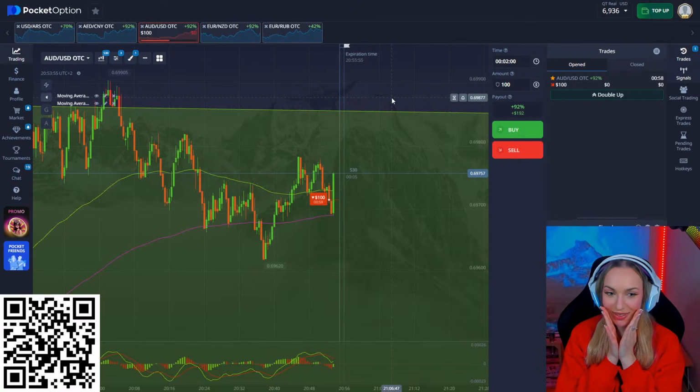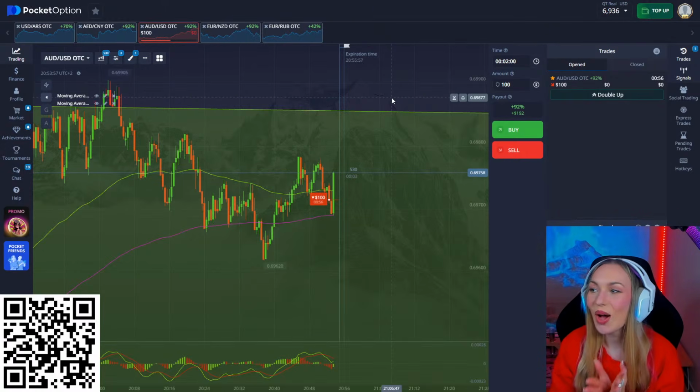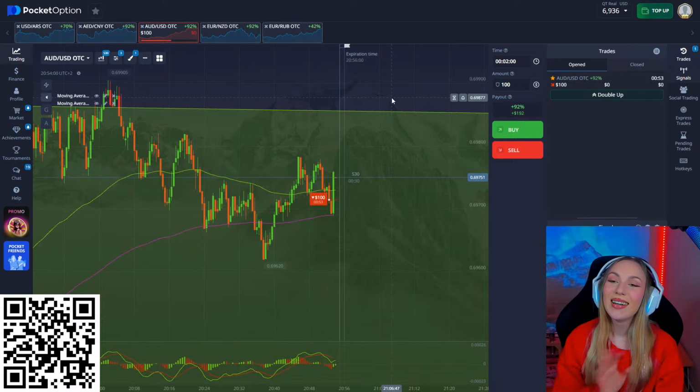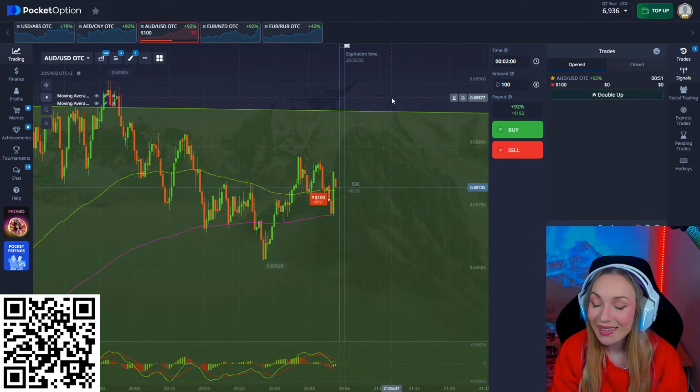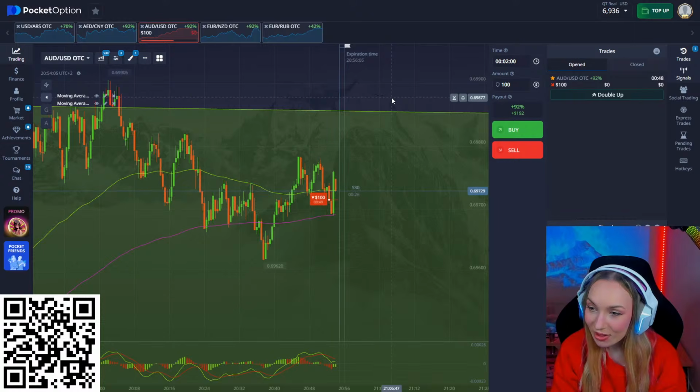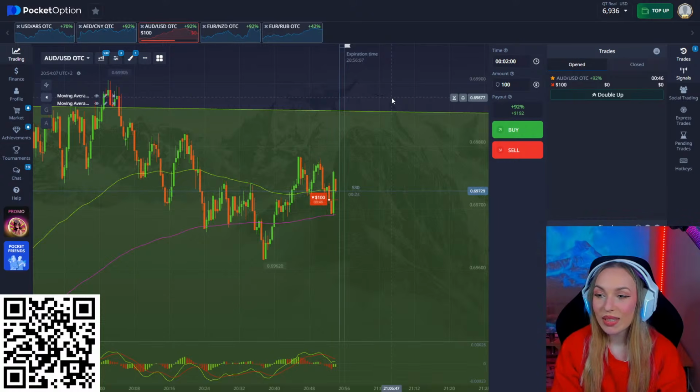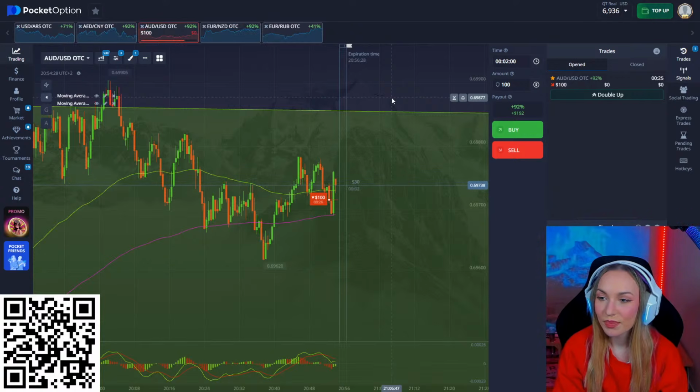Oh my god, what a huge candle! Where are you going? AUD/USD is killing me, like literally killing me, but I will find a way how to make the profit there. We just need time and patience. Maybe this one we need just to watch for a little bit and then to make decisions.